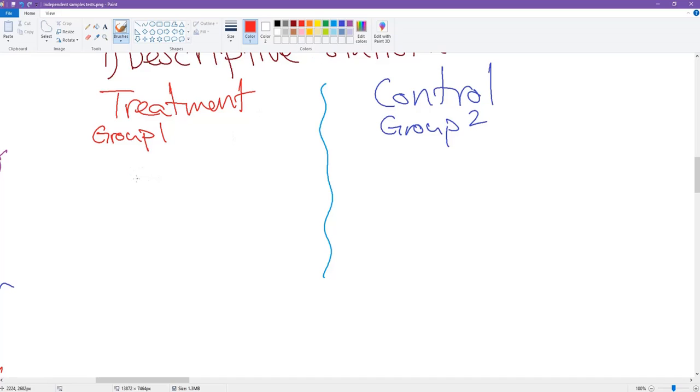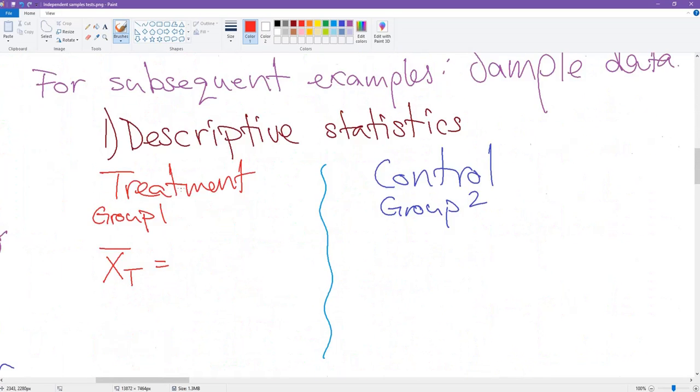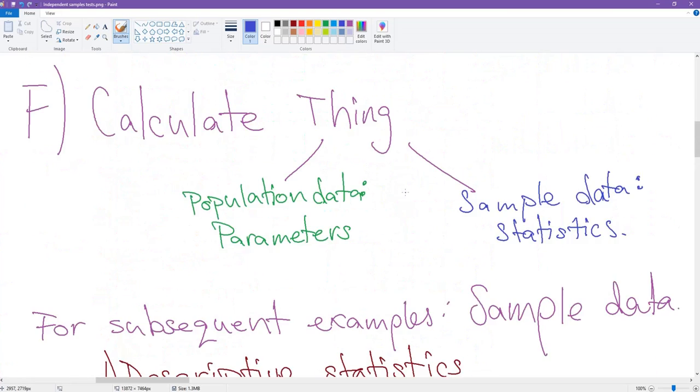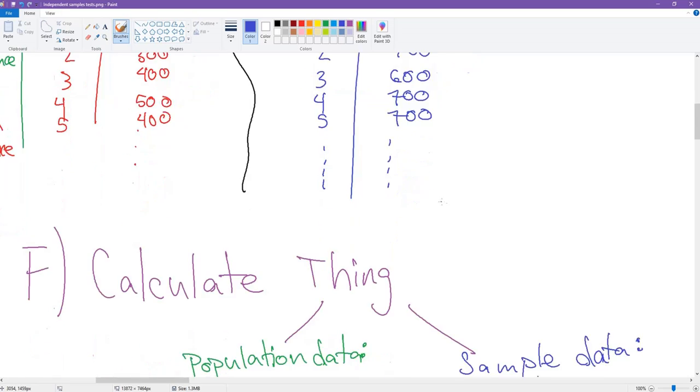And so maybe I'm going to pretend that I actually looked back up there and made up some more data. I'm going to pretend that I calculated the average of my treatment group as 400 grams. And I'm going to pretend that in my control group, I have an average of 700 grams.